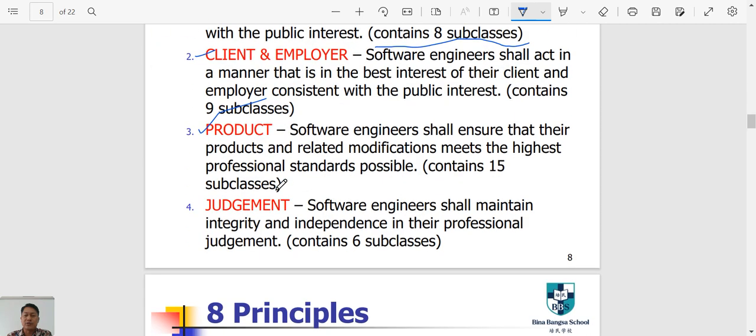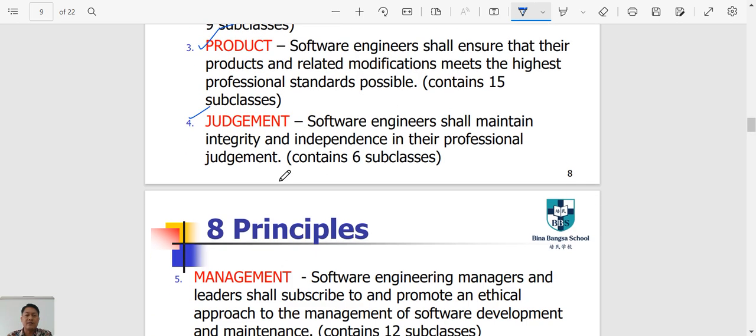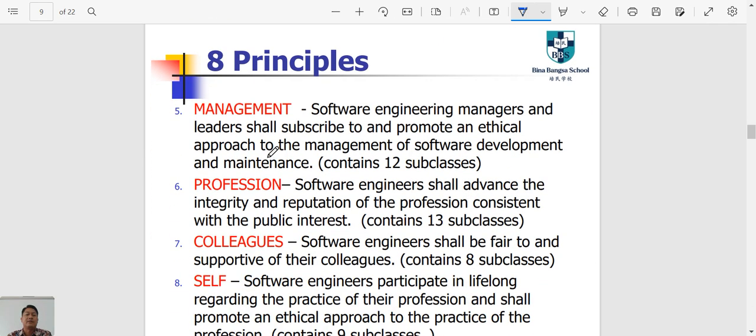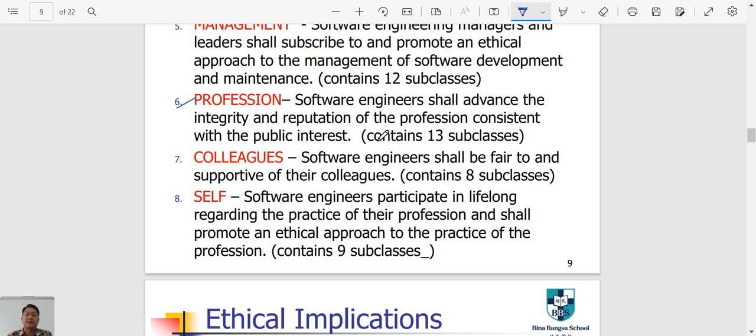And then we also have product. Software engineers shall ensure that their products and related modifications meet the highest professional standard possible. Also, judgment: software engineers shall maintain integrity and independence in their professional judgment. Also, management: software engineering managers and leaders shall subscribe to and promote an ethical approach to the management of software development. Profession: software engineers shall advance the integrity and reputation of the profession, consistent with the public interest.